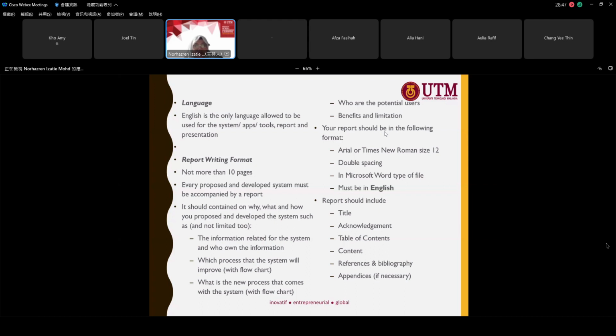Your report should be in the following format. You may follow this format. And also need to include the title. This is similar with any other reports.